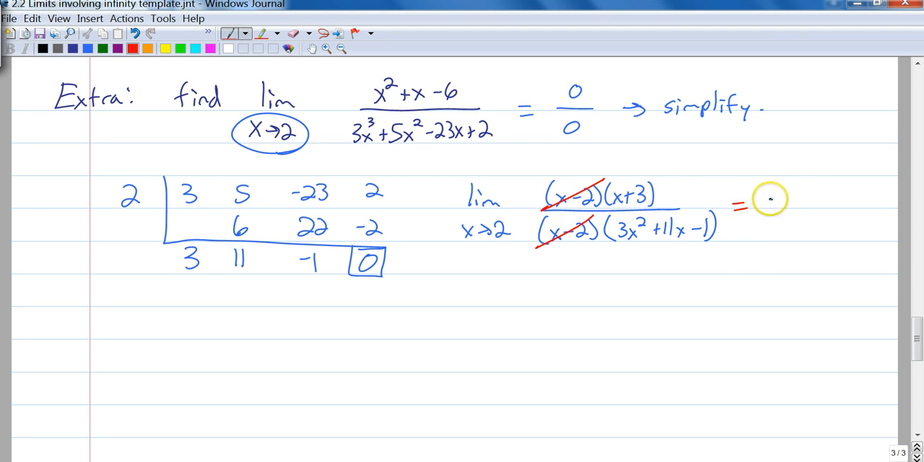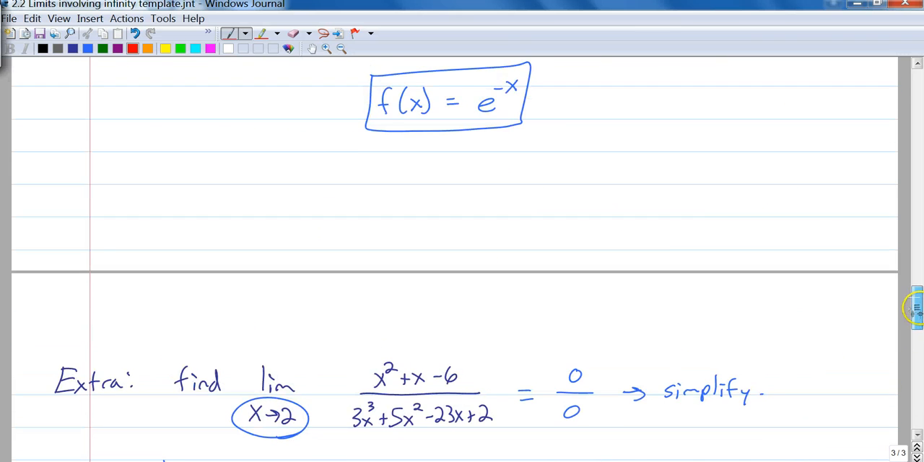We plug in 2, so we get 2 plus 3 is 5 over, so we get 5 over 21 plus, what is that, 12? 33. And that's the limit. That's what the graph is approaching, or the function's approaching in the y as x approaches 2. Good. All right. That was just kind of a review.